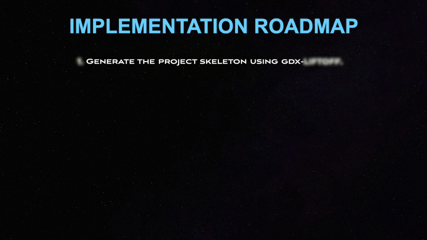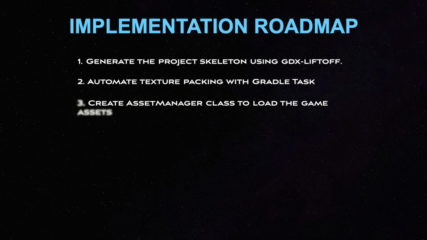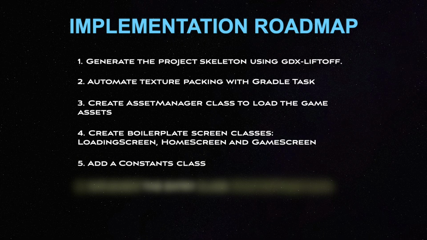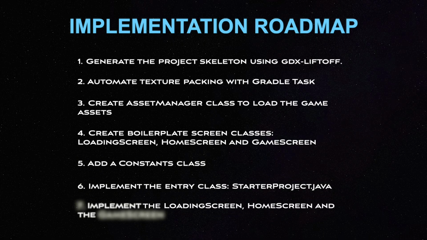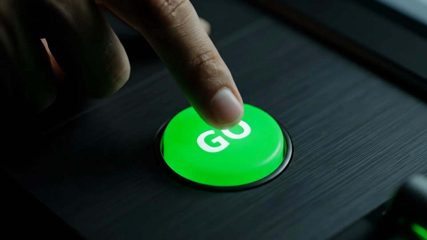So our roadmap for creating a starter project will include these steps. Number 1 is to generate the project skeleton using gdx-liftoff. Number 2 is to automate TexturePacking with a Gradle task. Then we need to create an AssetManager class to load the game assets. After that, we can create boilerplate screen classes, including the loading screen, home screen, and game screen. And then we need to add a constants class and implement the entry class. Finally, we add the implementation for the loading screen, home screen, and the game screen. Now that we have the roadmap, let's execute it step by step.